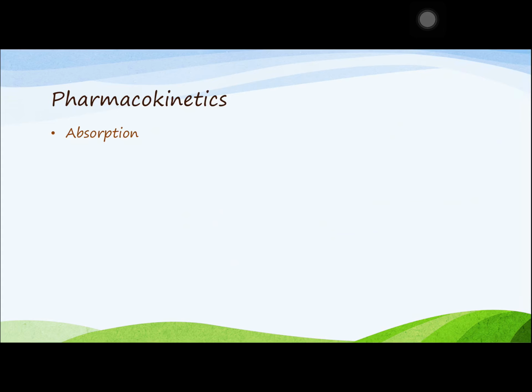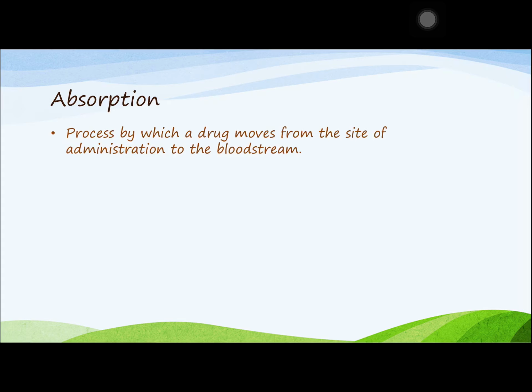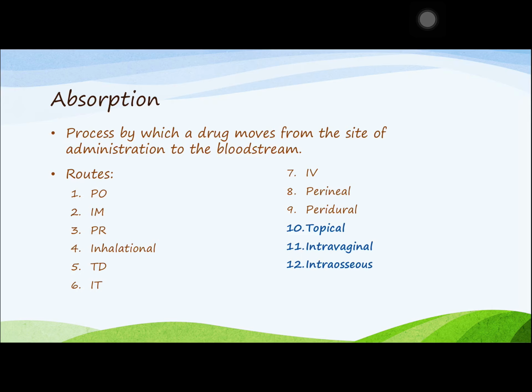Pharmacokinetics generally discusses how the drug gets absorbed, distributed to the circulation, and metabolized for utilization until its excretion. We'll go through it one by one in the simplest way that I can. Absorption is the process by which a drug moves from one site of administration to the bloodstream. Several routes are as follows. We will be including the topical, intravaginal, and intraosseous routes.